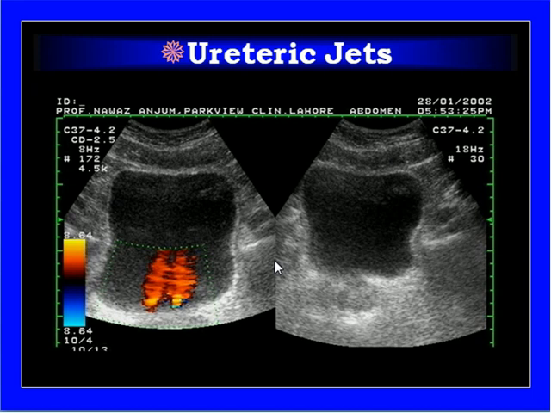Now this is something normal, with which, when we use Doppler at the vesico-ureteric junctions, we can see the urinary jets coming into the urinary bladder, indicating there is no obstruction at this level.